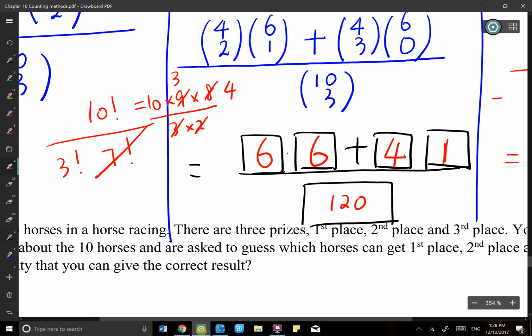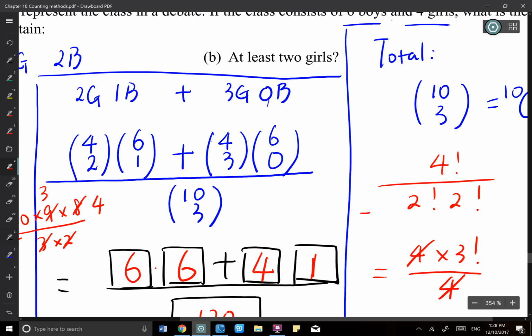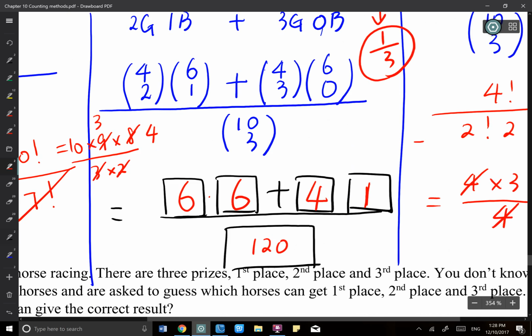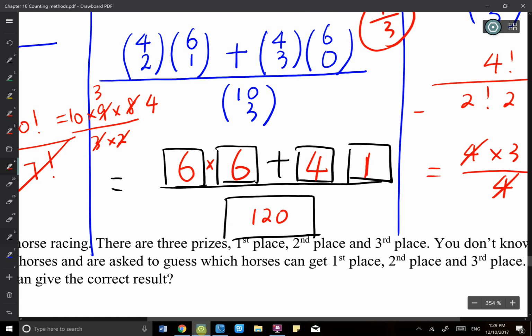Yeah, what we have here: 6 times 6 is 36. 36 plus 4, which is 40. 40 over 120, that's a third. So this probability is just a third.